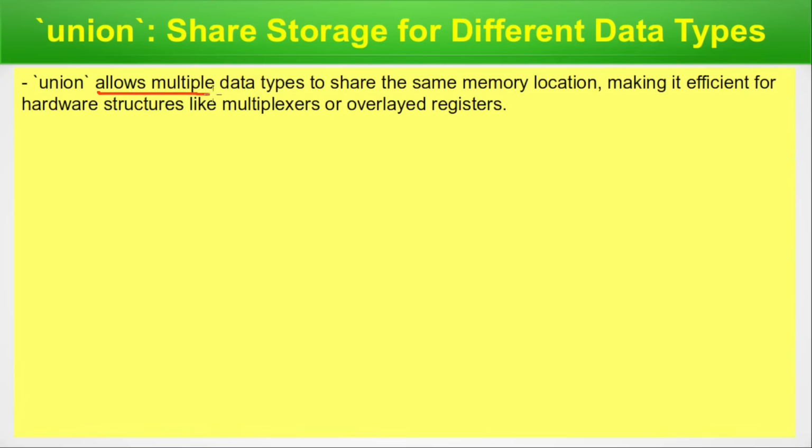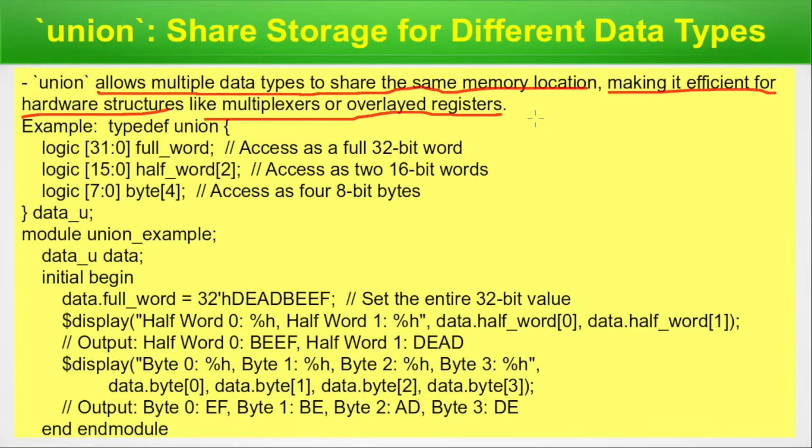So union allows multiple data types to share the same memory location, making it efficient for hardware structures like multiplexers or overlaid registers. And here is the example. Here we write typedef and then union, and here we give the type name at the last. And what is contained within? All of them are logic.